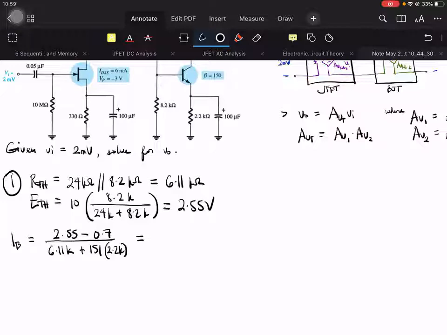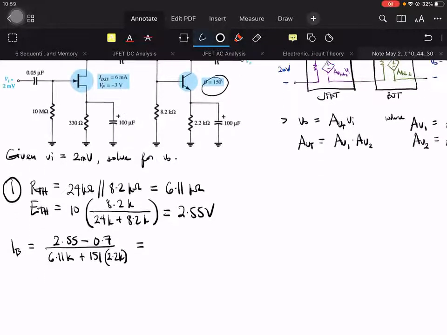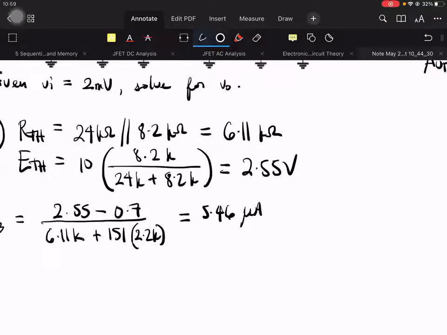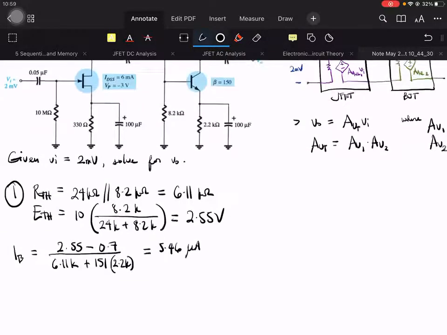Sir, ang beta po ninyo kay 151, sir. Oh, sakto. 150 man ang beta. Beta plus 1 man. Sakto ba? Ay, yes, sir. Oo. So, yeah, sakto. 5.46 microamperes. So, i-multiply lang natin ng 151.